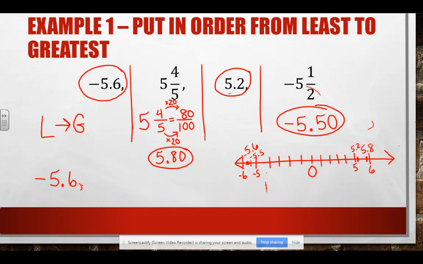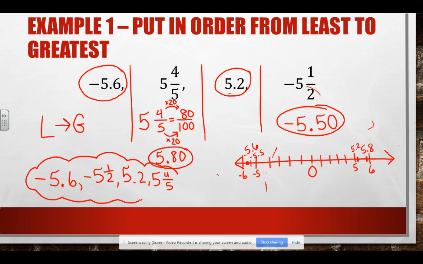So I'm ready to move on to my next number. My next number on my number line was negative 5.5, but it was originally written as negative 5 1/2. Now I've got to keep moving, and my next number is 5.2. That's the way it was written for me. And lastly, I had 5.8, but I'm going to rewrite it as 5 4/5. So now I have my numbers in order from least to greatest.